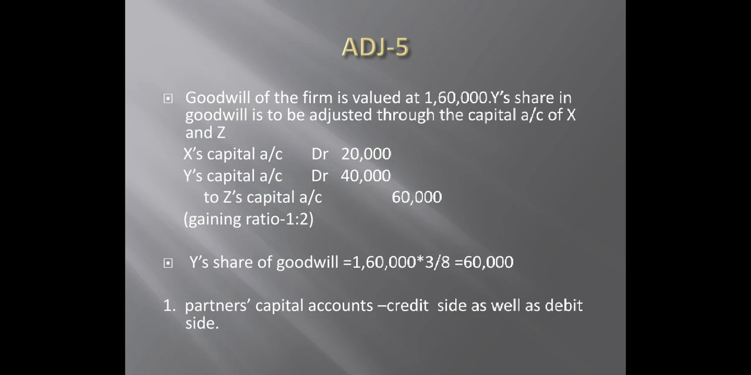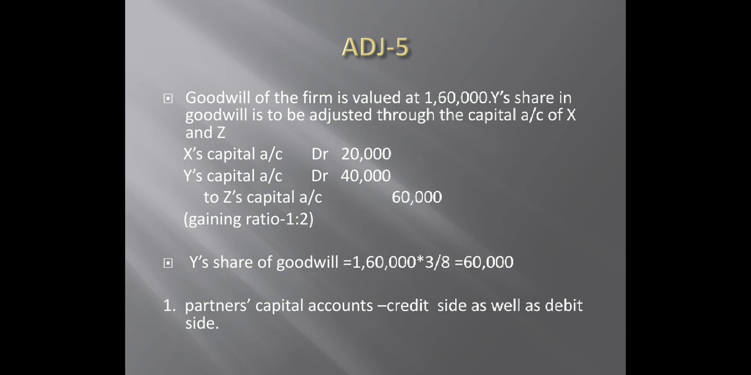So keeping that ratio in mind, Y's share is 3 by 8. What is the old ratio? 3:3:2. So what is the share of Y? It is 3 by 8. 3 plus 3 is 6, 6 plus 2 is 8. So this way 1,60,000 into 3 by 8. By doing so, you obtain the share of goodwill of retiring partner. So one thing is clear here, that Y is to be given 60,000 rupees as his share of goodwill.